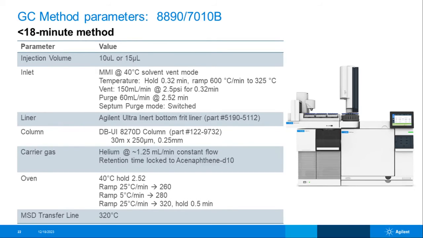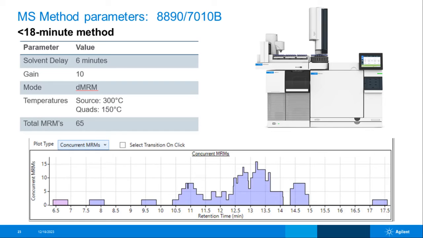On the mass spec side of things, we had a 6-minute solvent delay since we did not have any early eluters. Our gain was set at 10 and we were operating in dynamic MRM mode, so based on retention times for those MRMs. Our source was at 300 degrees and our quads were at 150, with a total of 65 MRMs throughout the run.